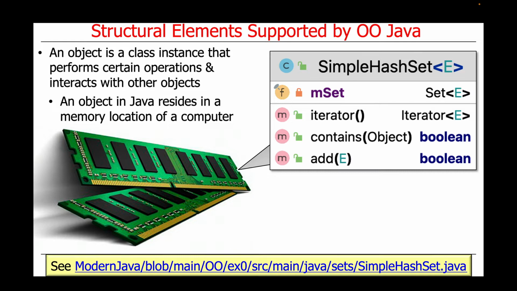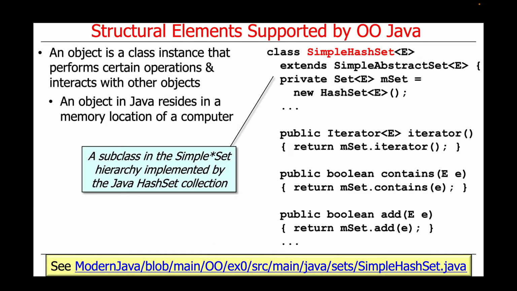So here you can see we have our simple hash set, which we mentioned in the previous part of this lesson, and the simple hash set uses a hash set and then provides implementations of the iterator, contains, and add methods. And we'll be taking a closer look at the details of this as we go through this part of the lesson and then the case study walkthrough in the next part of the lesson. Simple hash set, as you can see from this slide, is a subclass in the simple set hierarchy that's implemented by the Java hash set collection.